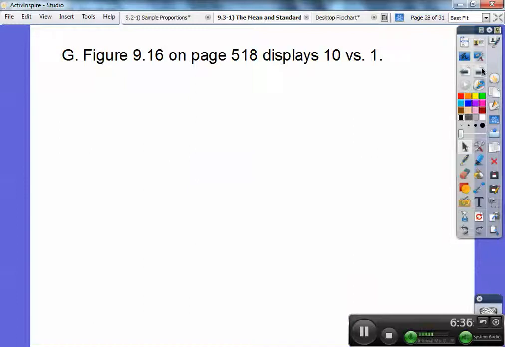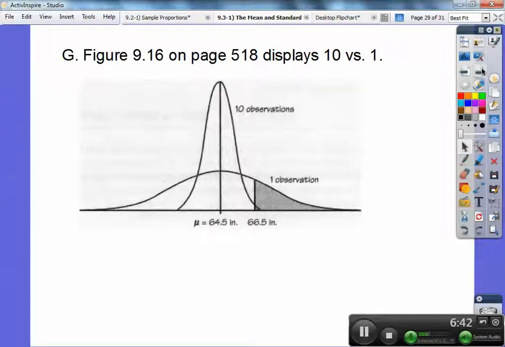All right, so this figure right here shows you the difference between the two bell-shaped curves. There it is. There's the 10 observations right there. And then I was looking for that little piece right there, and then the one observation. See how much this picture squares that away right there?